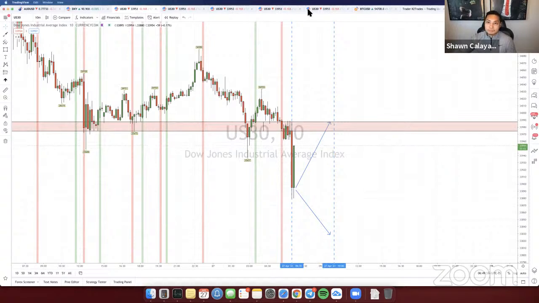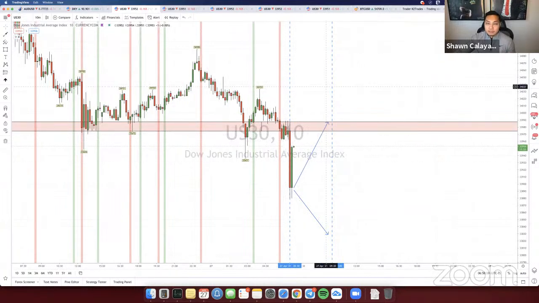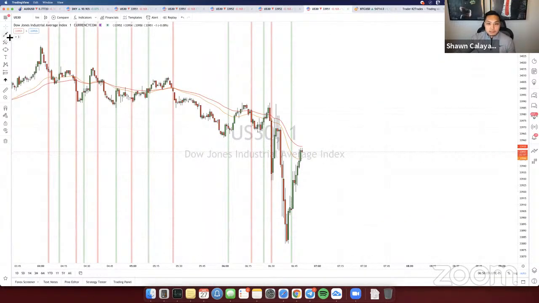So we're waiting for right here on the 1 minute. So we're waiting for this to possibly come up. If it comes back down, then we're going to look here on the 1 minute for a sell signal. If we get a sell signal right here, we're going to hop right back in, and we'll keep riding it down.